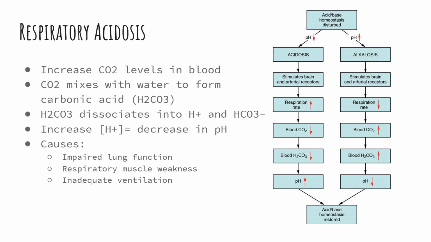When CO2 levels increase, it combines with water in the blood to form carbonic acid. Carbonic acid then dissociates into hydrogen ions and bicarbonate ions. The accumulation of hydrogen ions in the blood leads to a decrease in blood pH, which results in acidosis. Compensatory mechanisms may take some time to fully restore the acid-base balance, but the effectiveness of the compensation depends on underlying causes and individual factors.